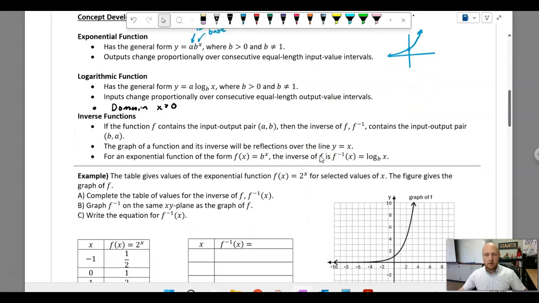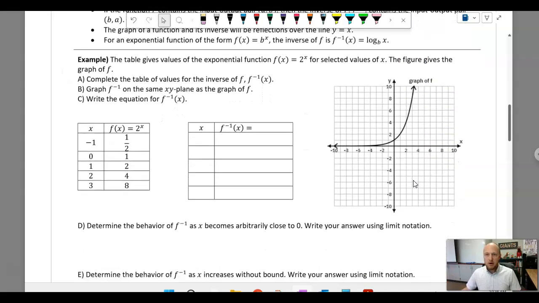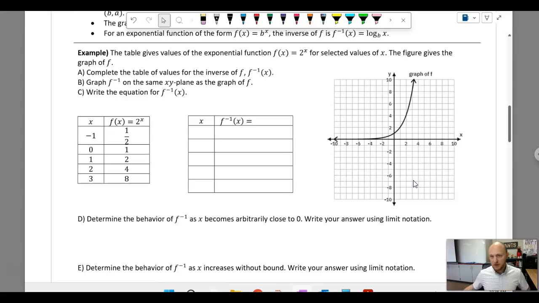So again, remember that if I have a function f that has the input-output pair a comma b, then the inverse of f is denoted f inverse and will contain input-output pairs b comma a, where they switch. The functions will be reversed or reflected over the line y equals x, our identity function. And if I have an exponential function b to the power of x, the inverse is going to be log base b of x. So let's go ahead and see how we can drum up the logarithmic function.